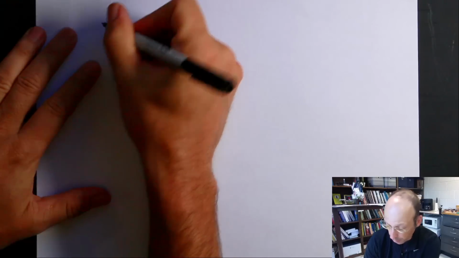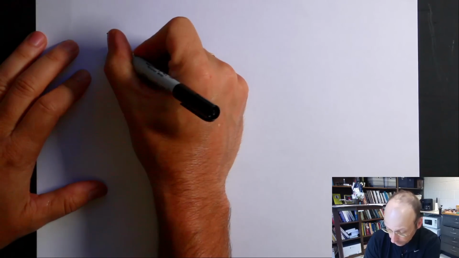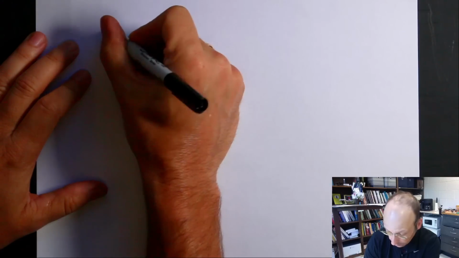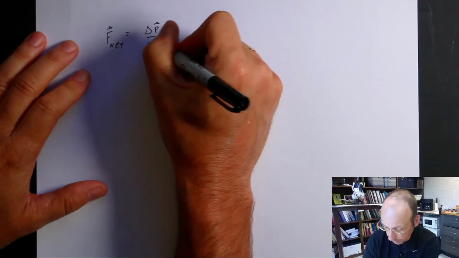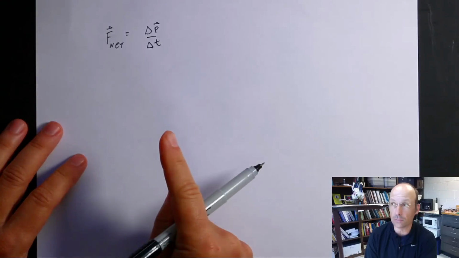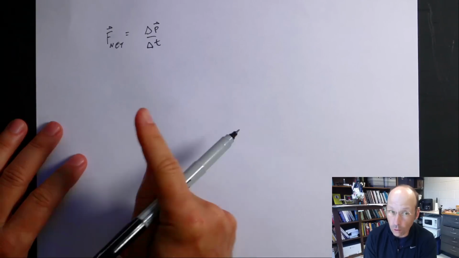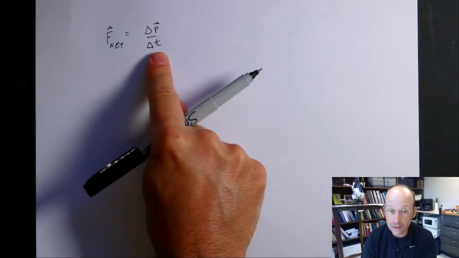So here, let's look at the momentum principle. F net, the vector, is the change in momentum with respect to time. And if I assume that the force is constant during this time interval, which it is not, right?